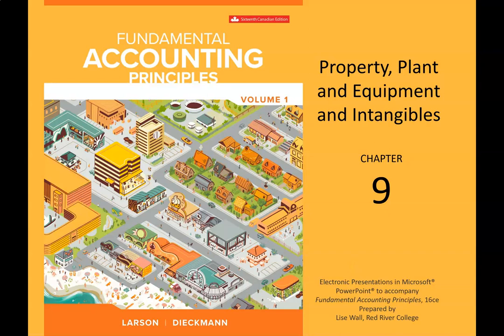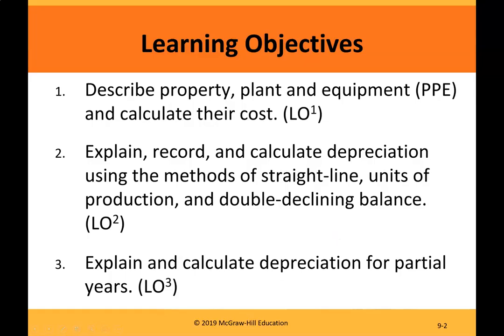Chapter 9, Property, Plant, and Equipment, and Intangibles. Learning objectives. 1. Describe property, plant, and equipment and calculate their cost. 2. Explain, record, and calculate depreciation using the methods of straight line, units of production, and double declining balance.